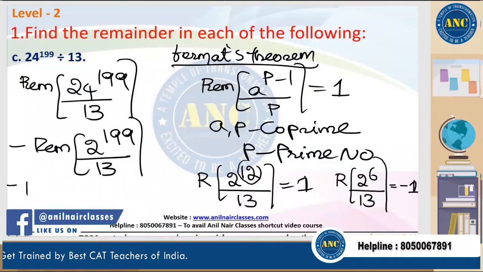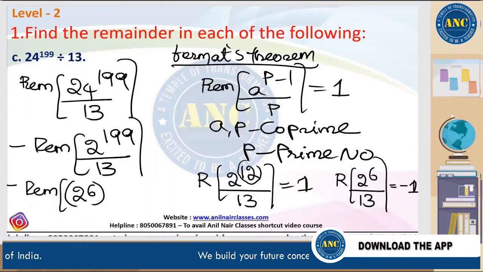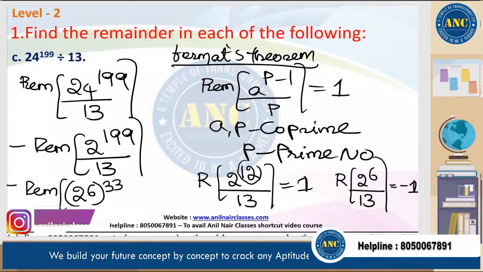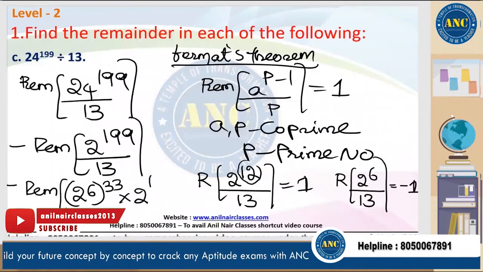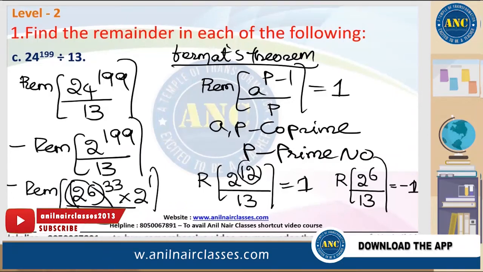Are you all with me? So I want my job to be easier. So I will take 2 power 6. You can take 2 power 12 also. 6 3s are 18, 19. 6 3s are 18 into 2 power 1 by 13. Now answer over. 64 divided by 13.